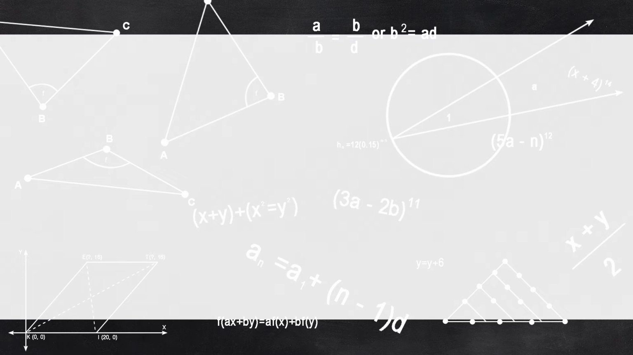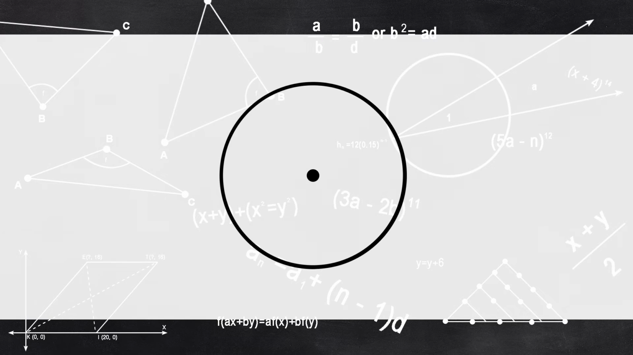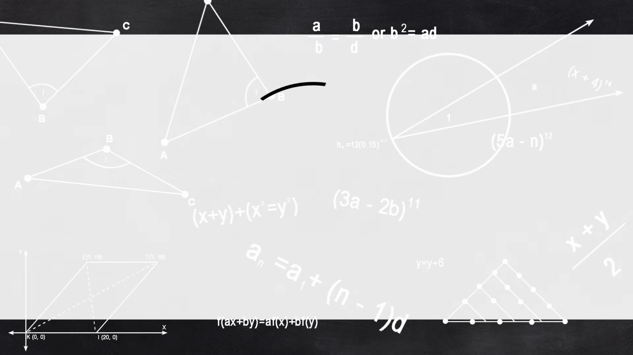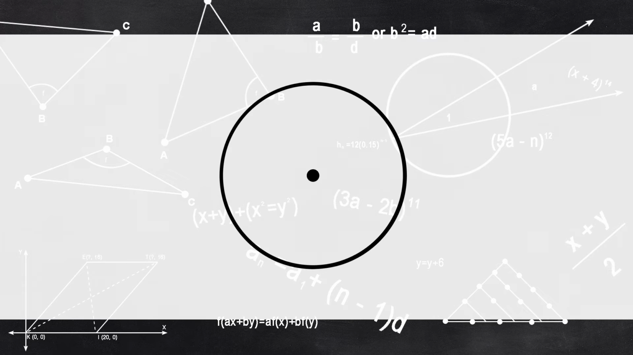A circle has interior and exterior regions. Obviously, the region inside the circle is called the interior, and the region outside the circle is its exterior. A line segment through the interior of the circle with endpoints on the circle is called a chord. The diameter is actually a chord that passes through the center of the circle, and it is considered as the longest chord.